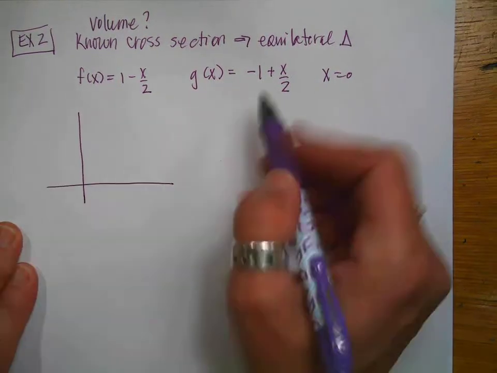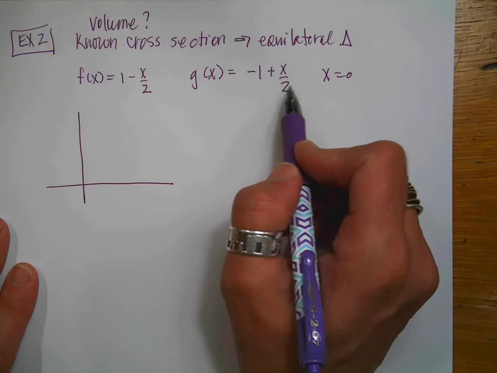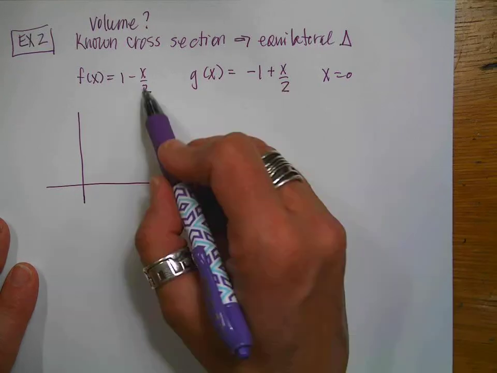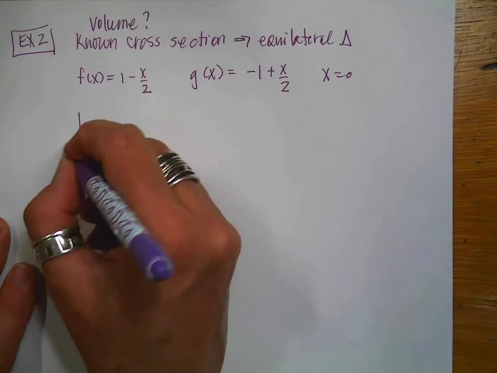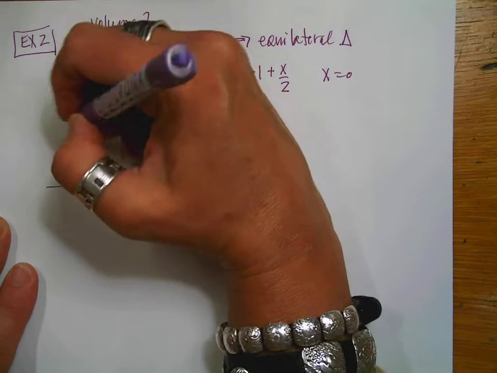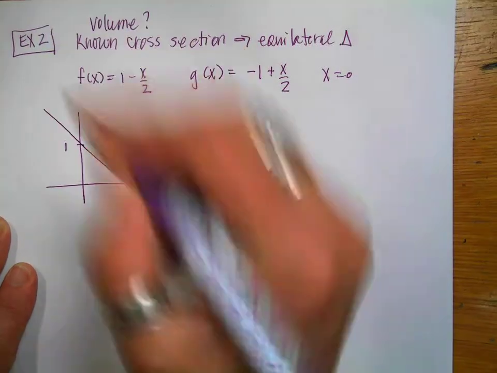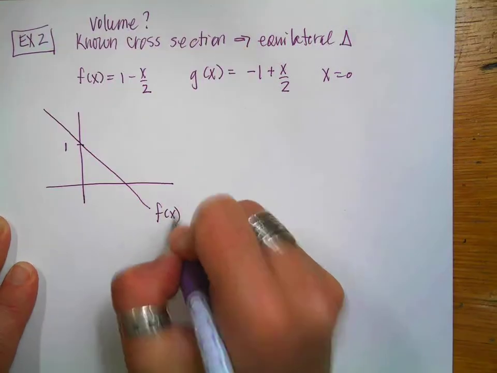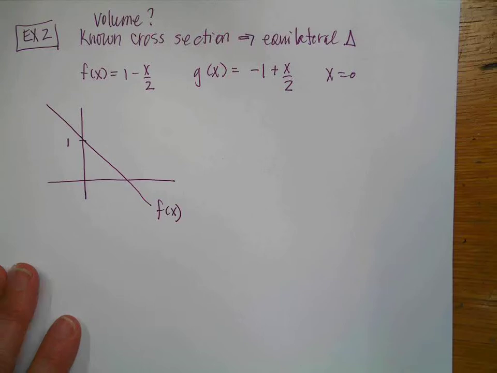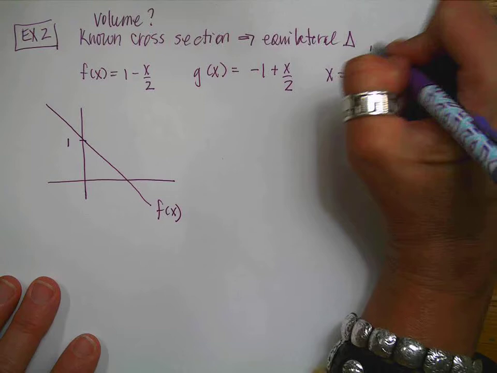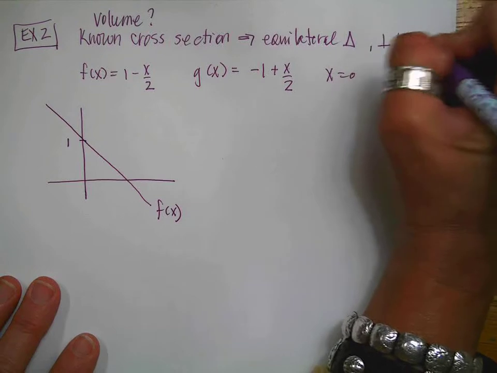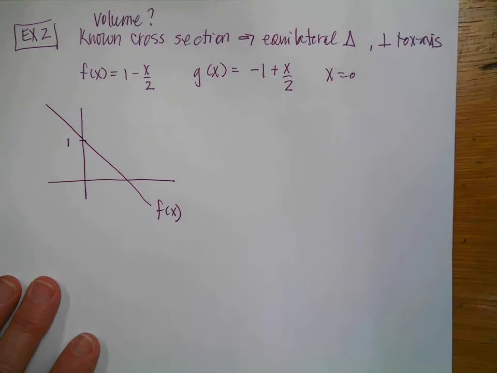So the first thing I'm going to do is I'm going to graph. So y is equal to, I'll do this one first. So my y-intercept is 1, and my slope is 1/2. So it's going to go that way. I'm going to label it as f of x. Sometimes it's important to label them so you remember which one's top, which one's bottom, which one's right, which one's left. And this one we're going to have perpendicular to the x-axis.